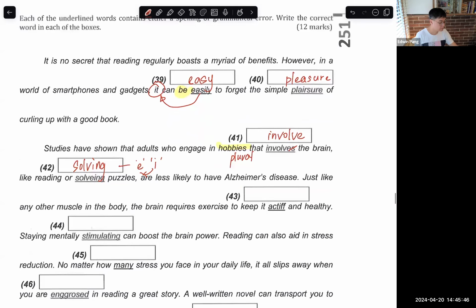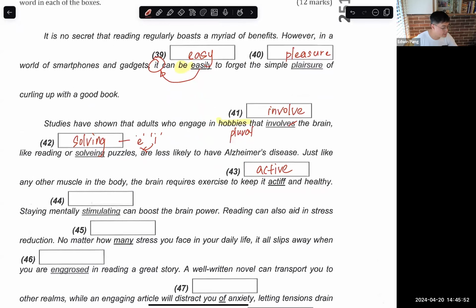Then active is spelled A-C-T-I-V-E, right? So staying mentally stimulated. And here, this is a verb, stimulated. So staying mentally stimulated can boost brain power. Reading can also aid stress reduction no matter how much stress, because stress is not quantifiable.